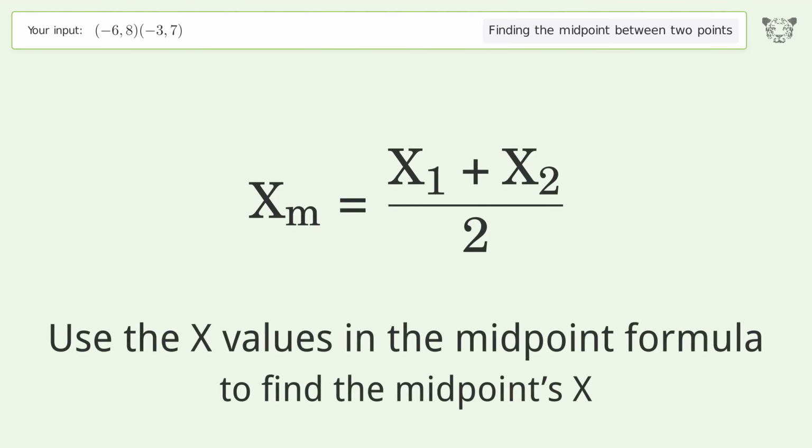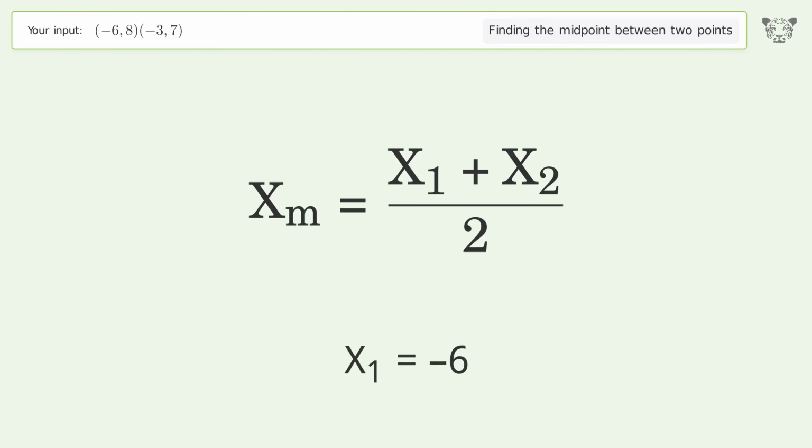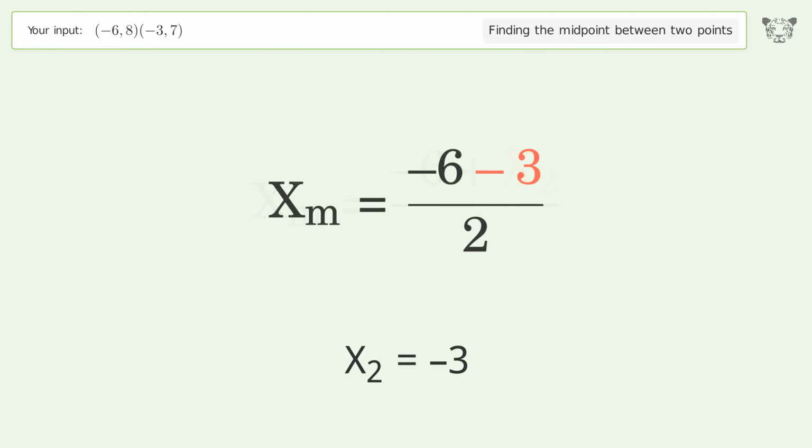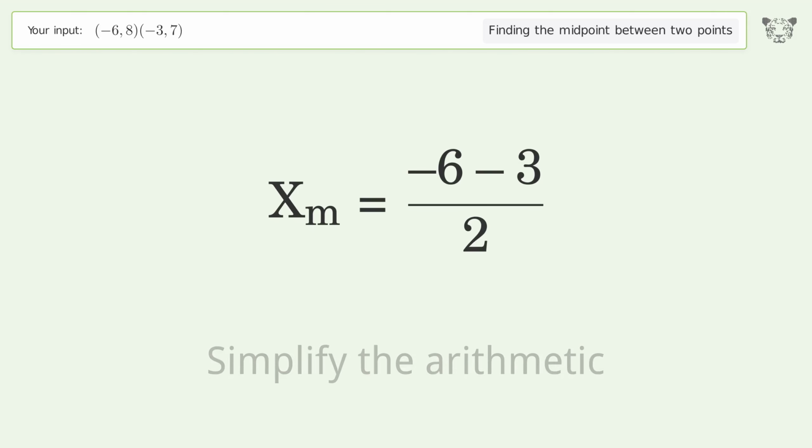Use the x values in the midpoint formula to find the midpoint's x. x1 equals negative 6. x2 equals negative 3. Simplify the arithmetic.